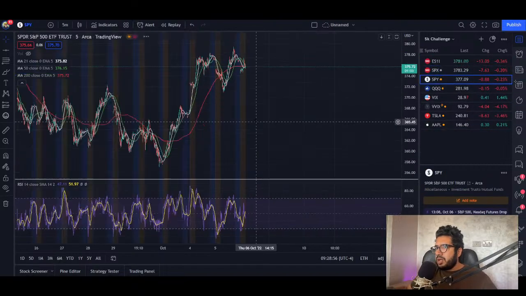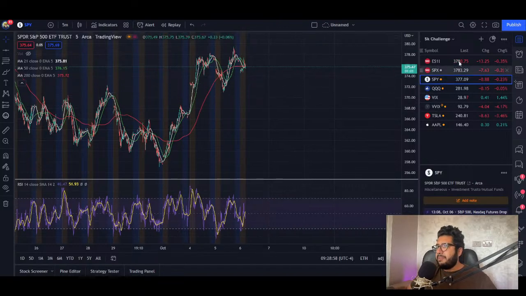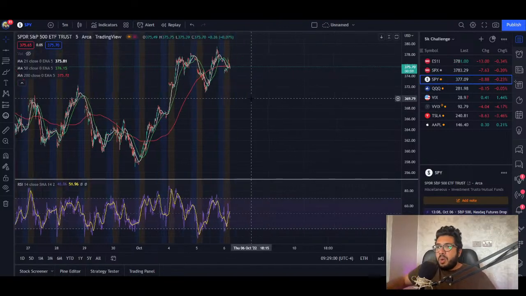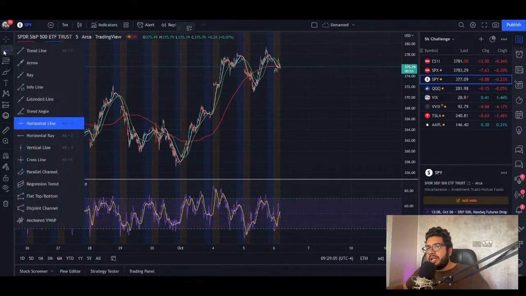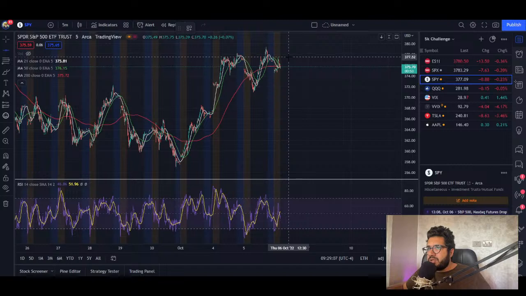So let's quickly start looking at the SPY here. Now you can see similarities between the futures, not quite, but still very similar, right? So let's see what we can very quickly draw here. Let's throw in a few support and resistances.